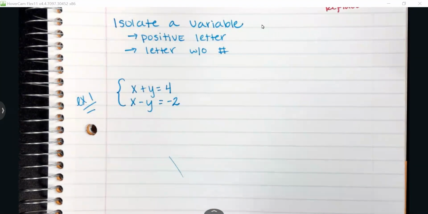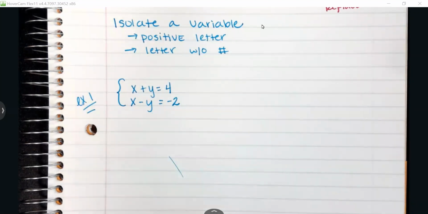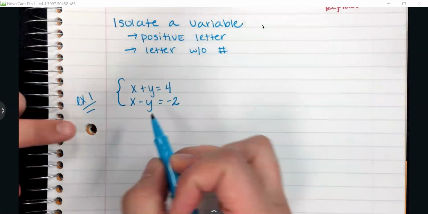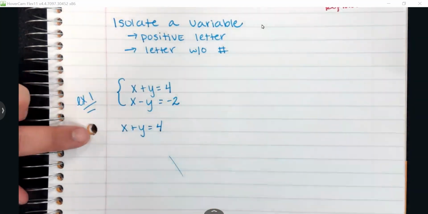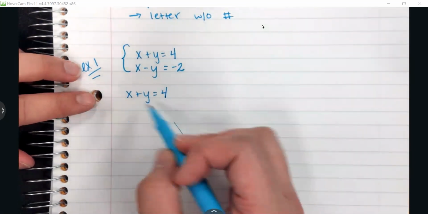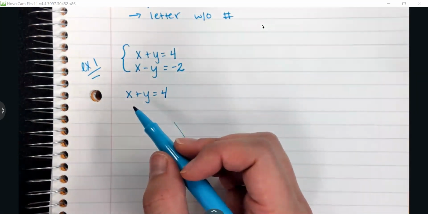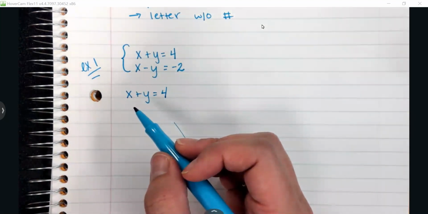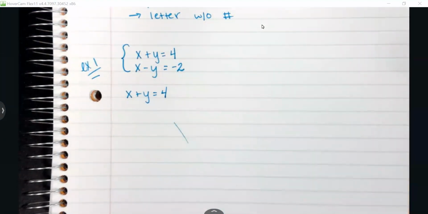Which equation looks easier? Which one looks prettier to deal with, the top or the bottom? Why the top? Everything's positive. There's no numbers in front of my letters. So I'm going to start with my top equation, x plus y equals 4. Now in this specific problem, it doesn't really matter which letter I solve for. Is x positive? Is y positive? Do they both only have x and y, no numbers? So this one doesn't matter because it's a fairly simple equation, okay?